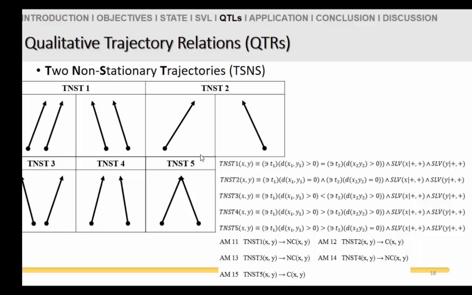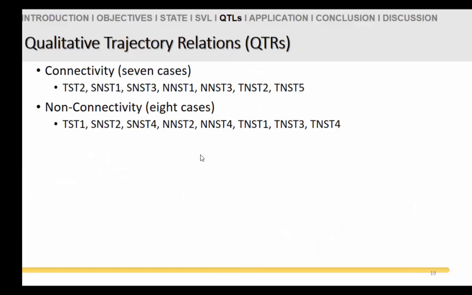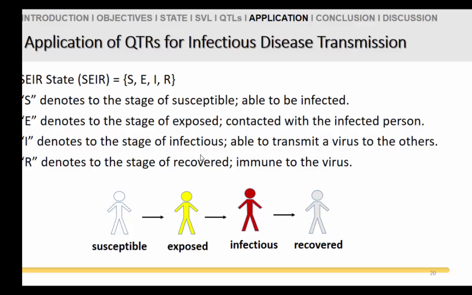Two non-stationary trajectories. So only these two cases make it possible to estimate the connectivity. To sum up the QTRS, there are only 7 cases for the connectivity: TST2, SNST1, SNST3, NNST1, NNST3, TNST2, and TNST5. So let me take these QTRS and apply them to infectious disease transmission.